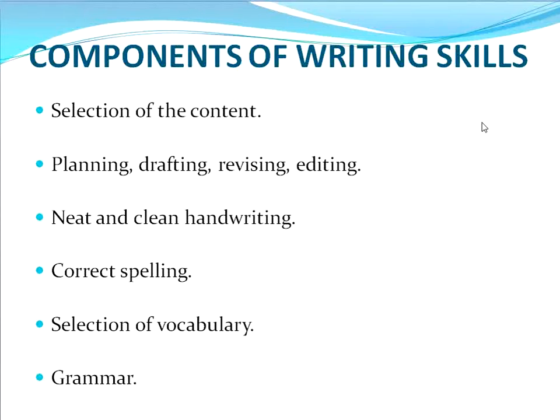What is the first component of writing skill? Selection of the content. So it is a must that before going to write something, as a writer, you must select the content. What content you are going to choose, it depends on you. Getting the point? Without selecting a particular content, it is not possible for a writer to write something. That is why it is one of the most important components of writing skills.